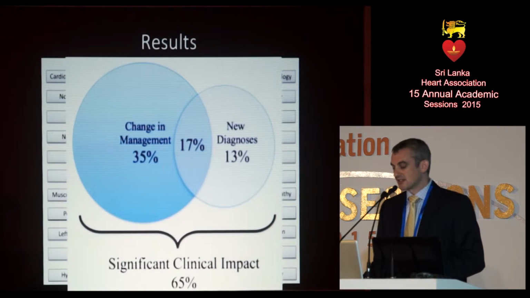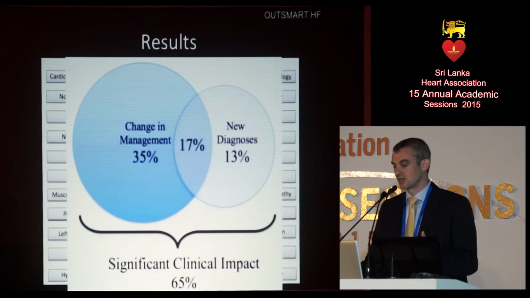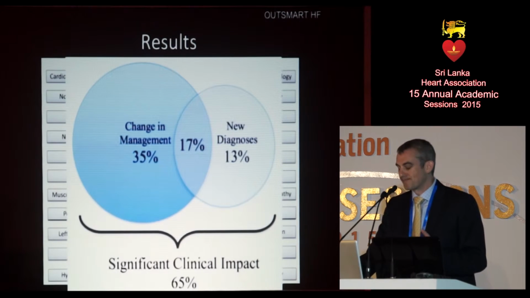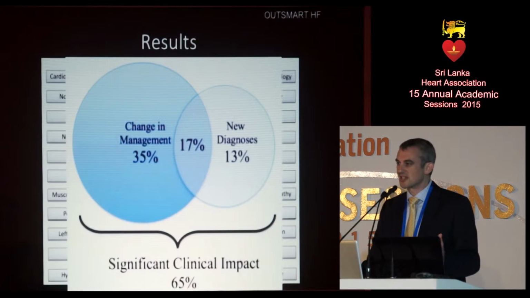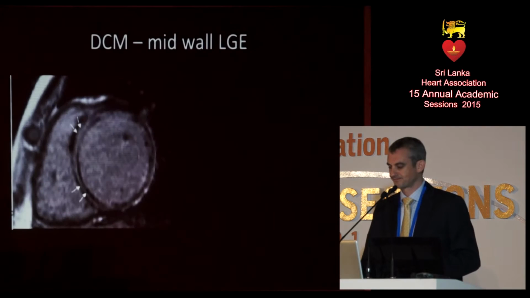And to address that, there's a study called Outsmart Heart Failure, which is a Canadian and Finnish study randomizing patients to routine use of cardiac MRI in the investigation of patients with heart failure versus selected use. They're planning on enrolling 500 patients, and that study will be due to report next year. And I think that will be a very important study going forward in terms of defining exactly how we use cardiac MRI.